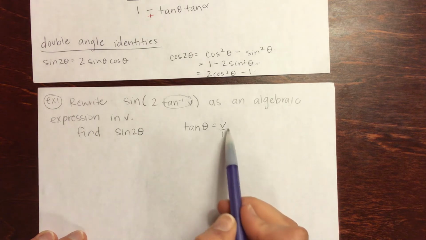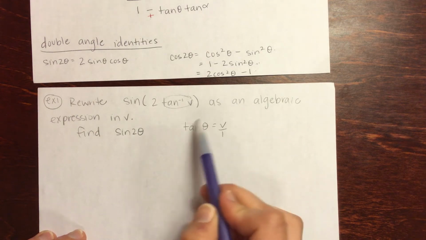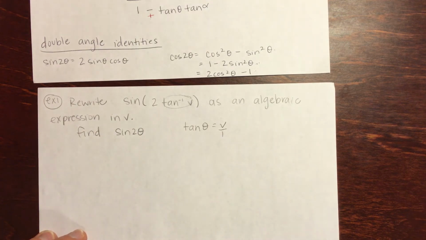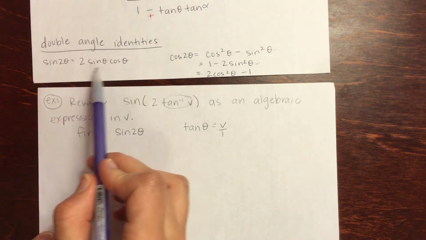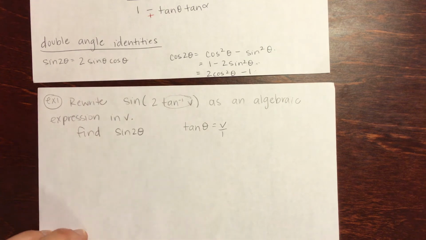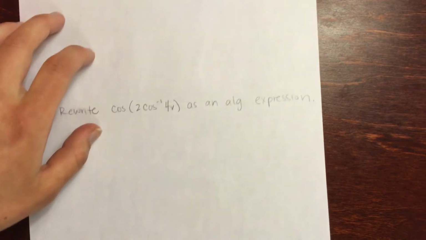All right, so I'm going to draw a triangle to figure out what my sides are for the theta angle. And then I'm going to use this identity here and sub in my SO and CA values to figure out what sine 2 theta is. So let's do that.